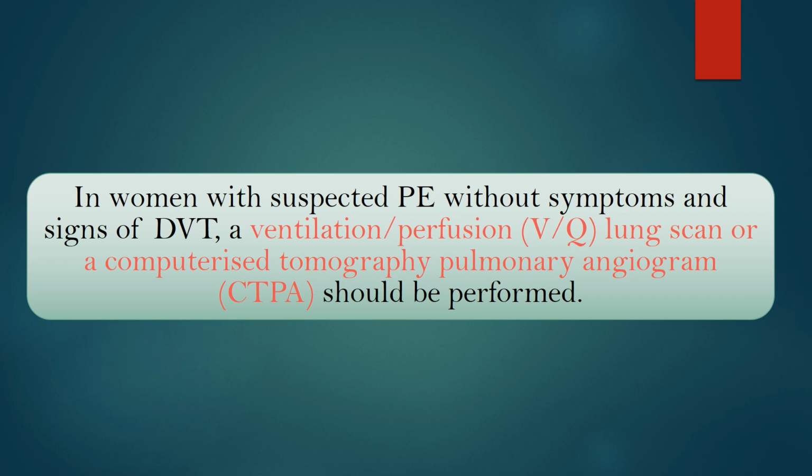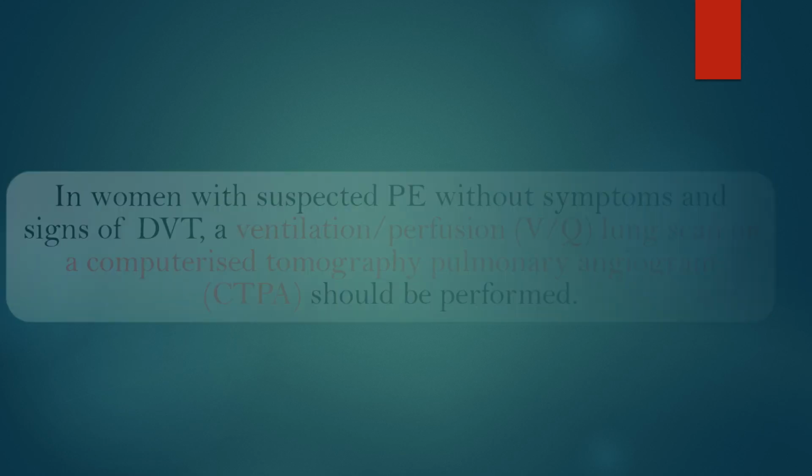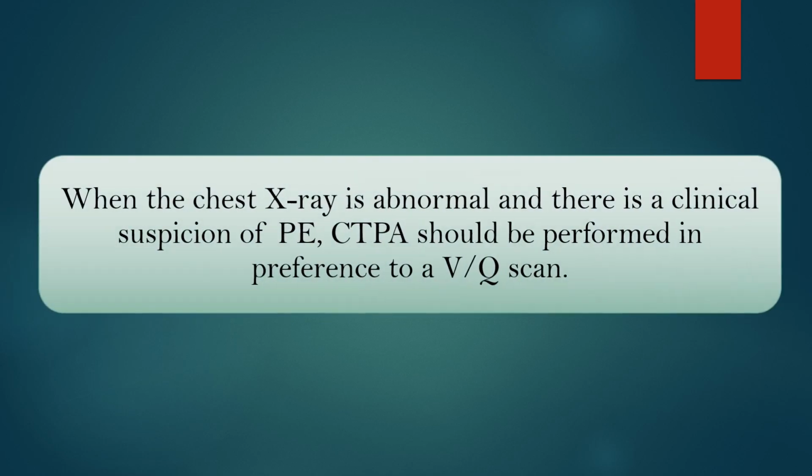In women with suspected PE without symptoms and signs of DVT, a ventilation perfusion, VQ, lung scan, or a computerized tomography pulmonary angiogram or CTPA should be performed. When the chest X-ray is abnormal and there is a clinical suspicion of PE, computerized tomography pulmonary angiogram or CTPA should be performed in preference to a VQ scan.